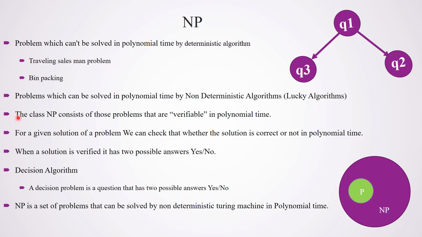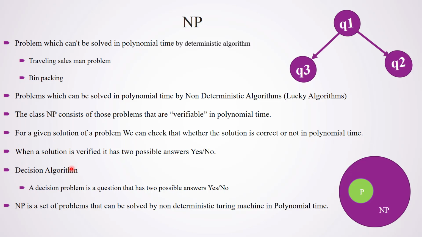The next point is that the class NP consists of those problems that are verifiable in polynomial time. The term verifiable means that for a given solution of a problem, we can check whether the solution is correct or not in polynomial time. Here we can solve the problem in polynomial time by using a non-deterministic algorithm. These problems can be verified in polynomial time. When a solution is verified, it has two possible answers, yes or no.